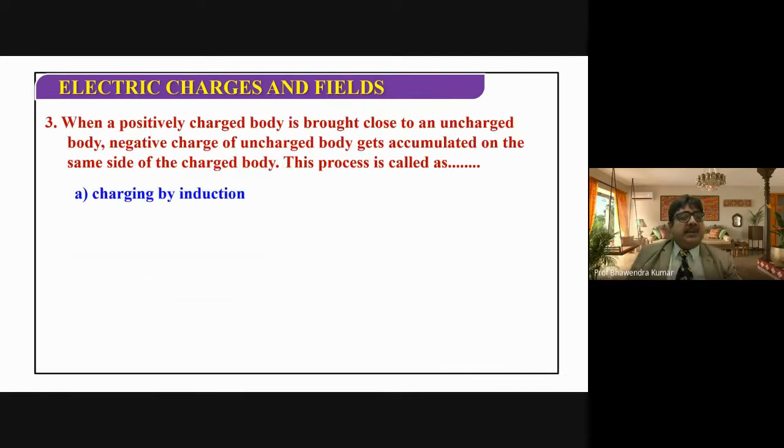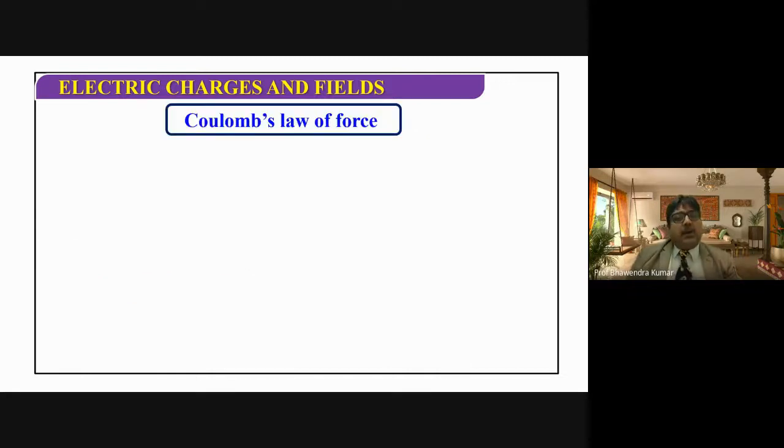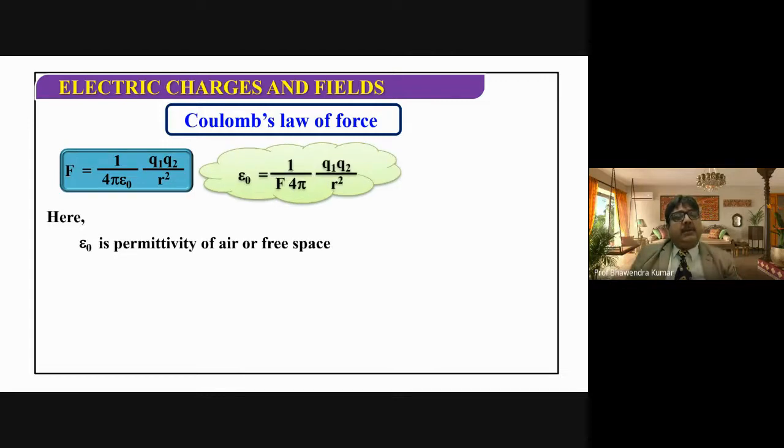When a positively charged body is brought close to an uncharged body, in this case, what is the method? It is induction. Okay. Now I hope all of you have seen Coulomb's law of force. F is given by 1 by 4 pi epsilon naught Q1 Q2 by R square. What is epsilon naught? It is the permittivity of air or free space. Value is 8.85 into 10 to the power minus 12.